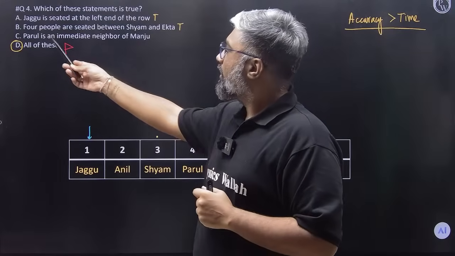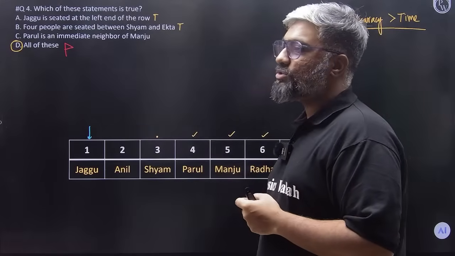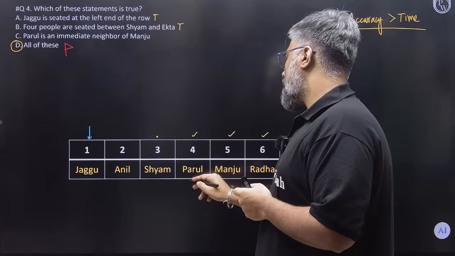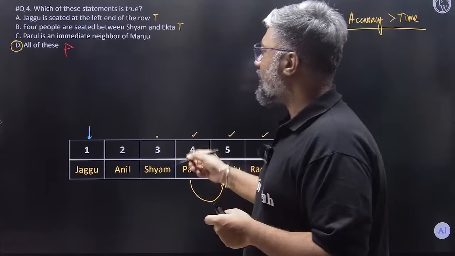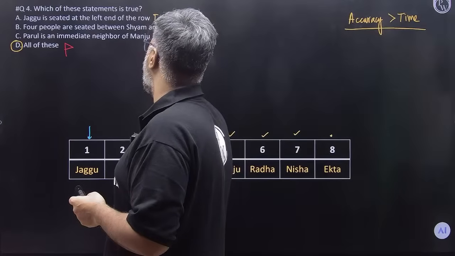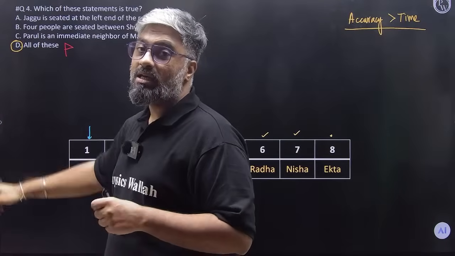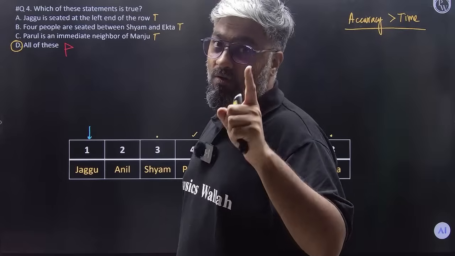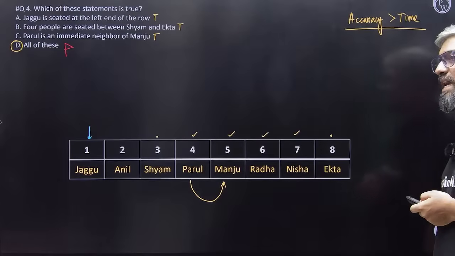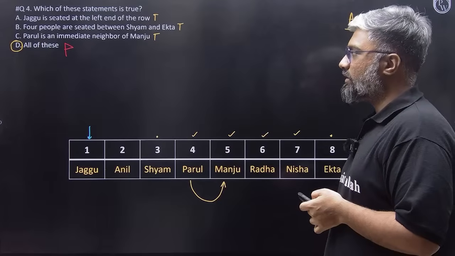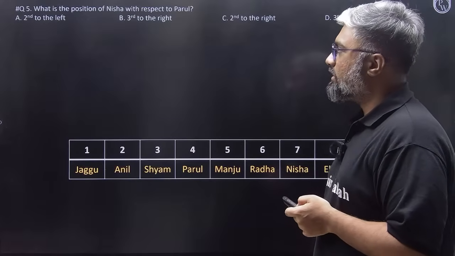Okay. Parul is an immediate neighbor of Manju. Is it true? Parul is a neighbor of Manju. Oh yes, Parul and Manju are besties, right? They are together. So this is also true. So the correct answer is option D. Red flags are not always bad. Okay, let's go. Yeah, correct, correct. Beautiful. Done, folks? Yes.